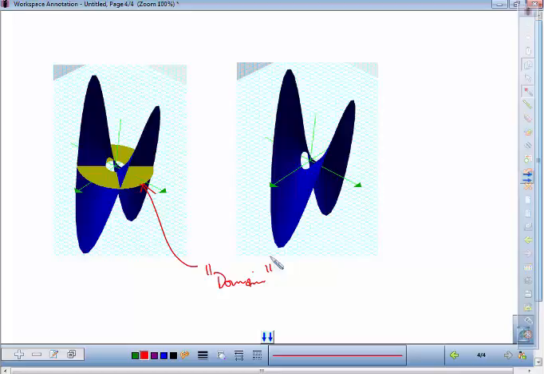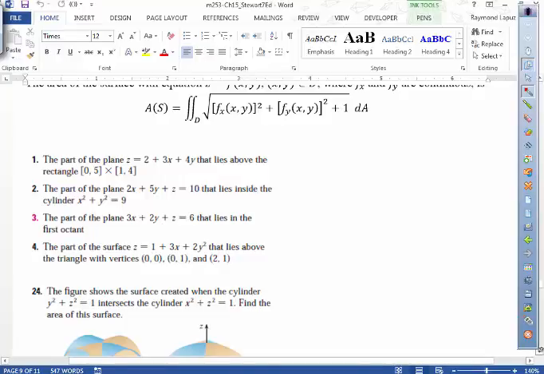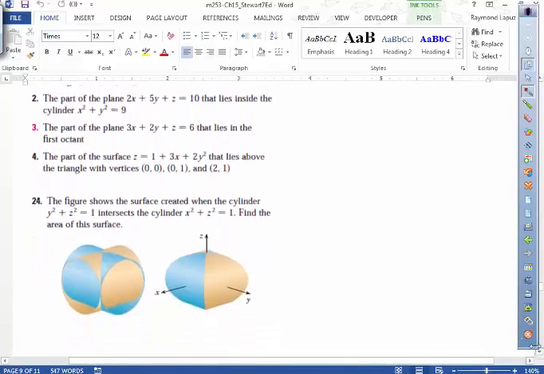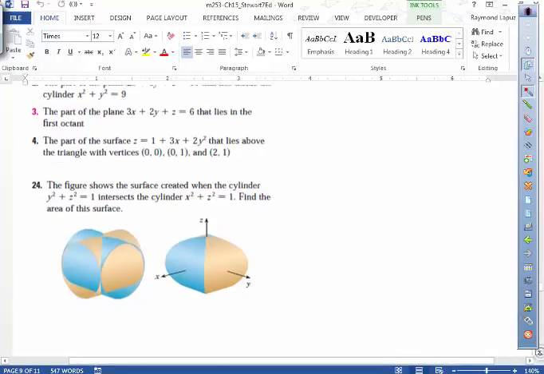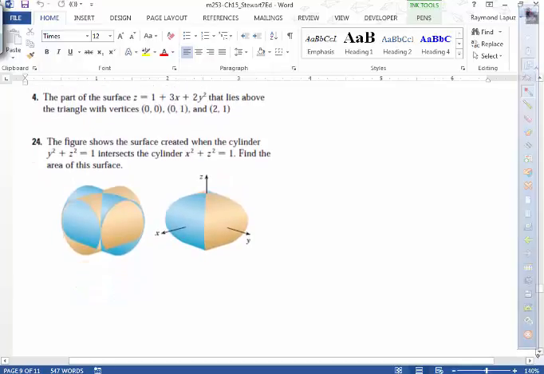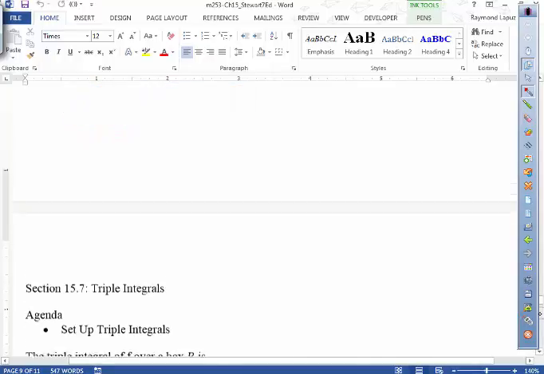So our next section is, oh, I was going to do this. This is intersecting cylinders. Maybe I'll assign that for extra credit. But our next section is triple integrals, so we're on the triple integrals now.